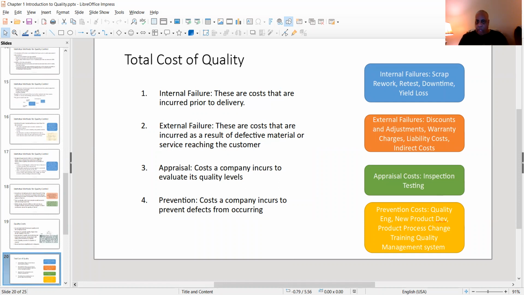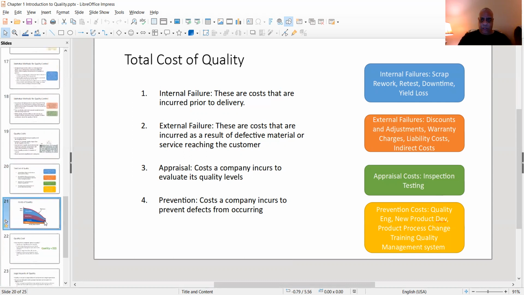So examples are quality engineering, new product development, product process change, training, and then we have what I can say is the total quality management system, known as TQM. When I was in the military, that term came up, TQM, and of course, DMAIC came up, define and analyze. We're going to get more into that as we get into our industrial engineering phase.